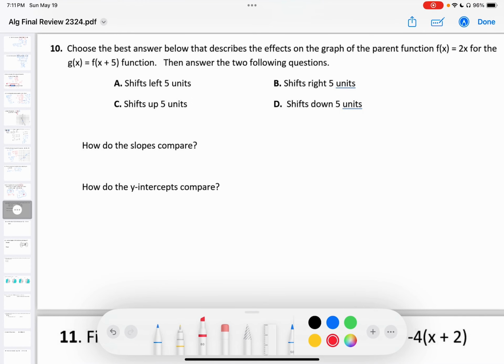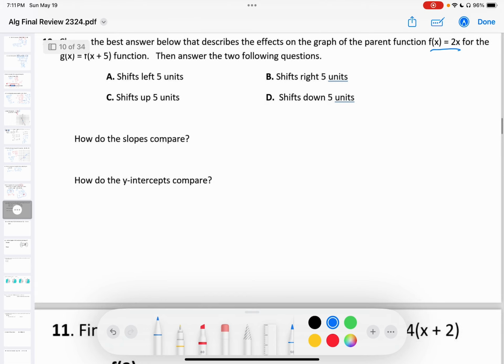All right, let's pick up where we were. We just finished question 9, so now question 10. We are looking at describing the effects of f of x equals 2x and g of x equals f of x plus 5.